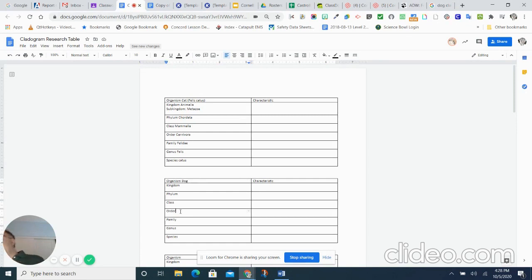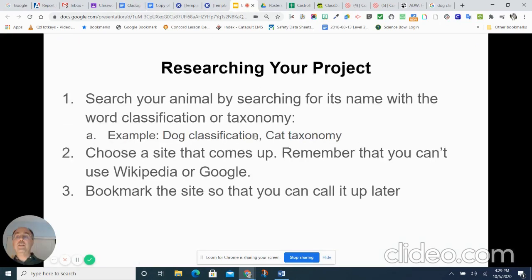So we know that the cat and the dog are going to be fairly closely together, that they only break apart at the family. And that's why you're going to start by doing this research, because once you have this information down, then it's going to be easier for you to see how to make the cladogram. So that's what I want you to do until our next meeting. Okay, so back to our presentation.